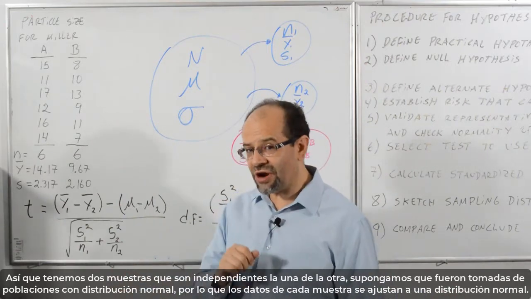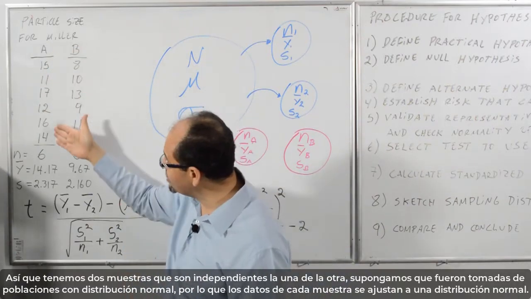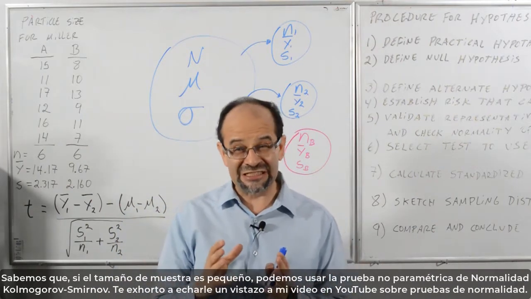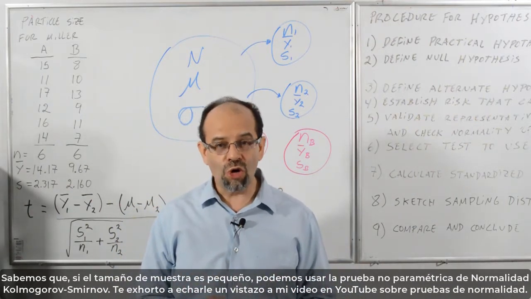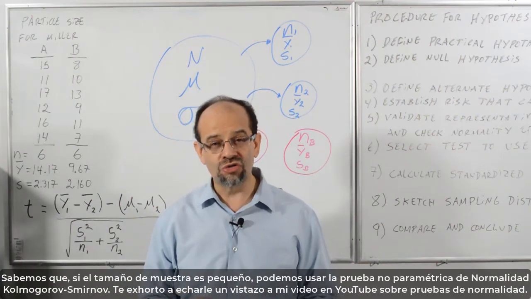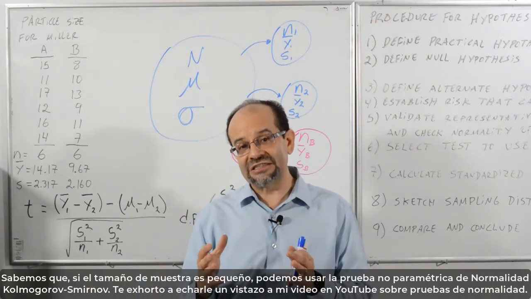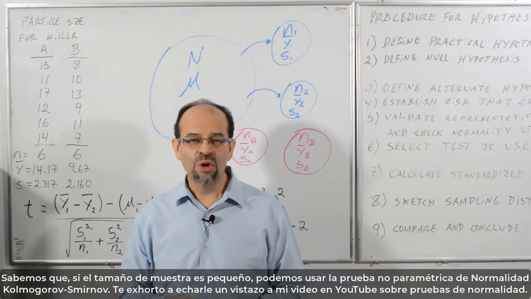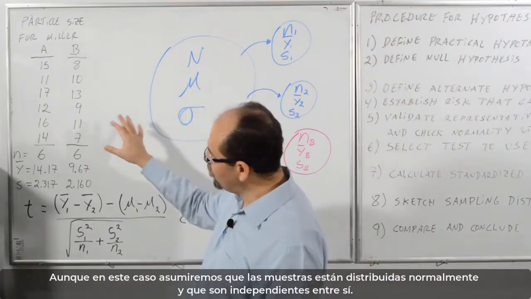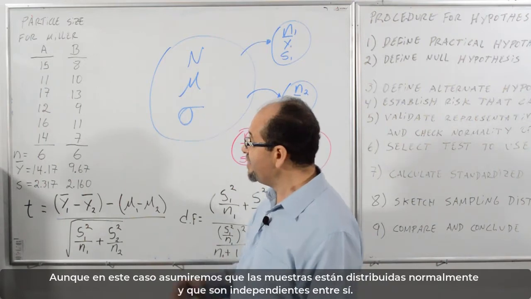I will assume right now that they are coming from a normal distribution, there is a normal distribution for this data, and there is a normal distribution for this data. You know, if your sample size is small, you can use the Kolmogorov-Smirnov test. I invite you to take a look at my video here on YouTube about normality tests. When your sample size is small, you can use the non-parametric test, which is Kolmogorov-Smirnov, to check that. But at this point, I will assume that they both are normally distributed, and they are independent of each other.